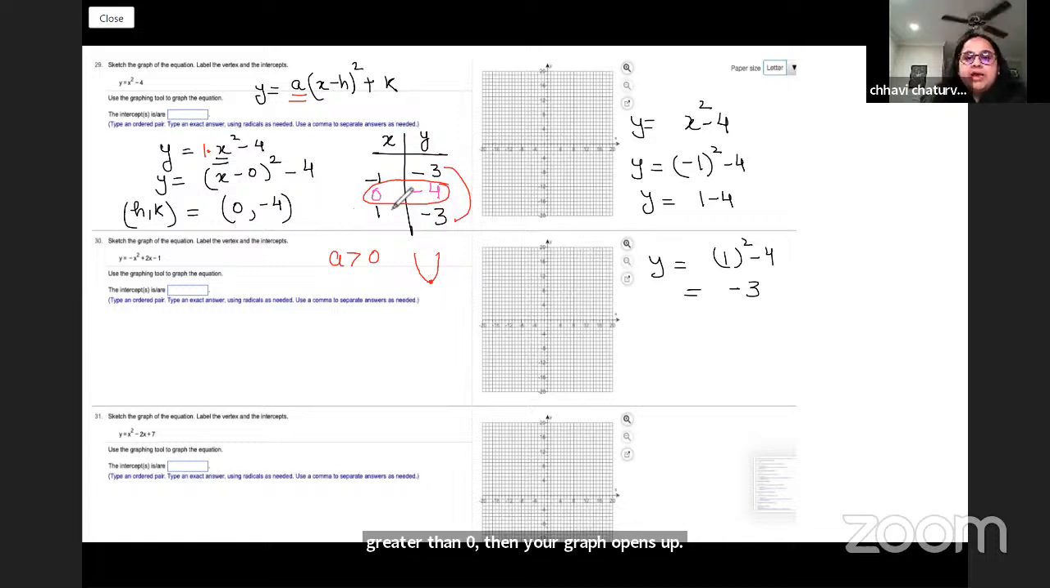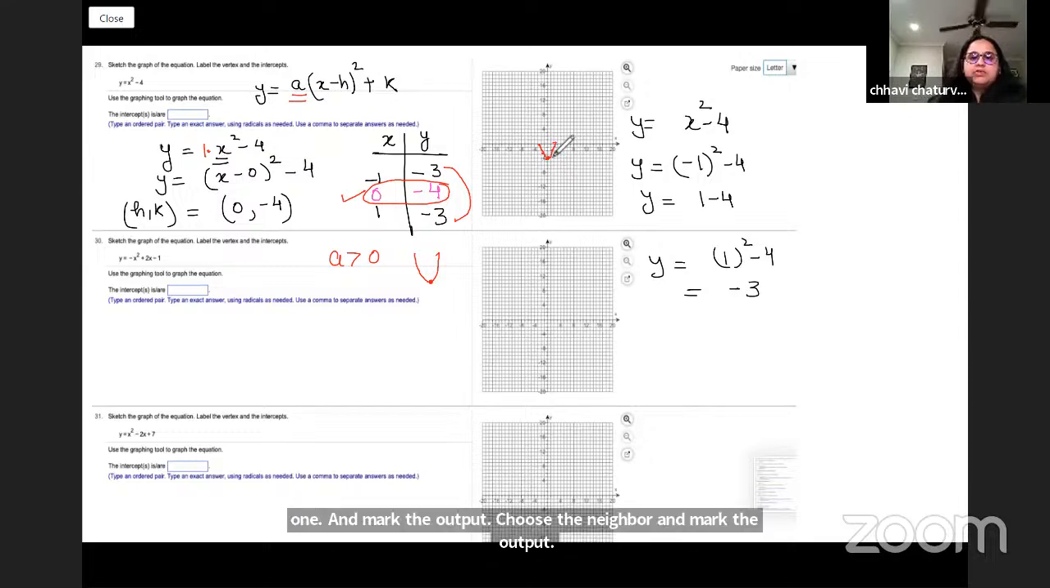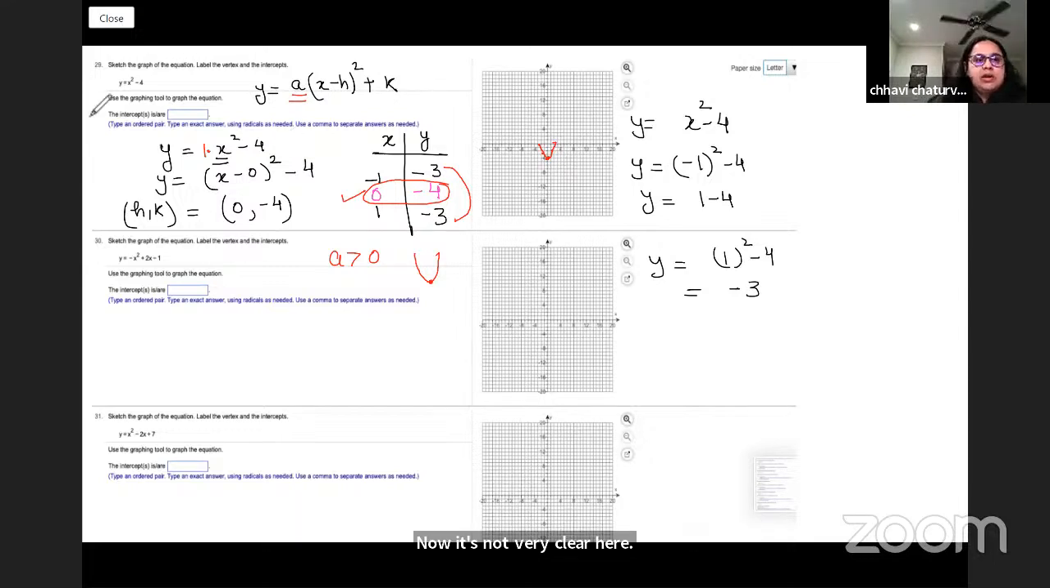I will first plot my vertex, which is (0, negative 4). Then you choose the neighbor, negative 1, and mark the output. Choose the other neighbor and mark the output. Now it's not very clear here. It's a very small graph. Let me try to zoom in for you. But this is how it will look.